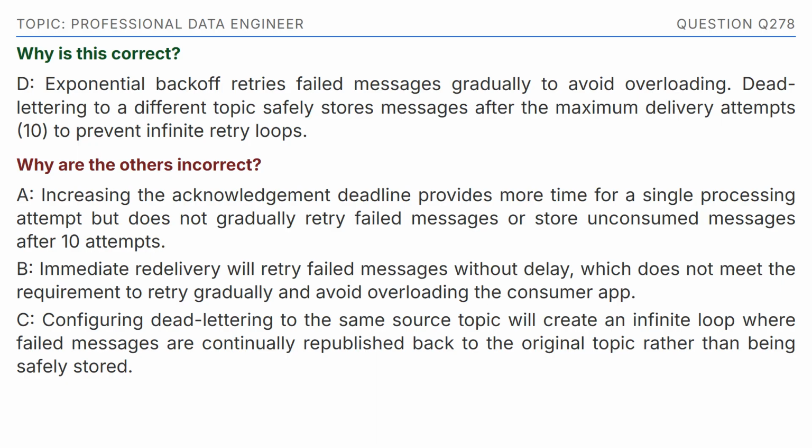Why are the others incorrect? A. Increasing the acknowledgement deadline provides more time for a single processing attempt but does not gradually retry failed messages or store unconsumed messages after 10 attempts. B. Immediate redelivery will retry failed messages without delay, which does not meet the requirement to retry gradually and avoid overloading the consumer app. C. Configuring dead lettering to the same source topic will create an infinite loop where failed messages are continually republished back to the original topic rather than being safely stored.